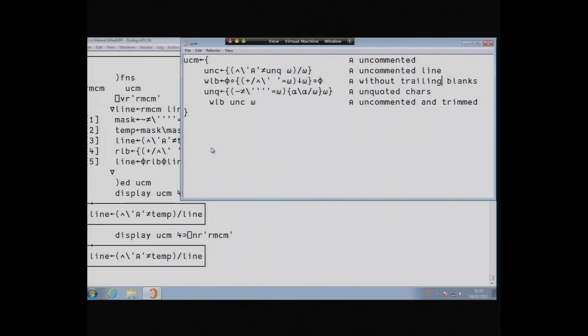Yeah? Trim. Or trim. Call it trim. Well, what I'm prepared to call it is trimmed. Yeah? Yeah.